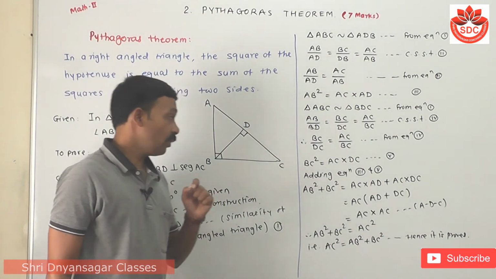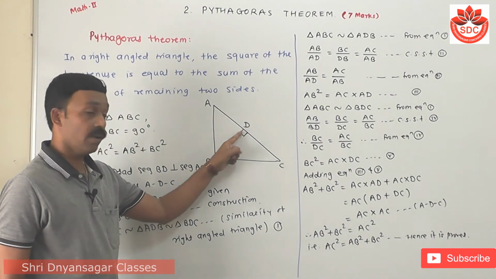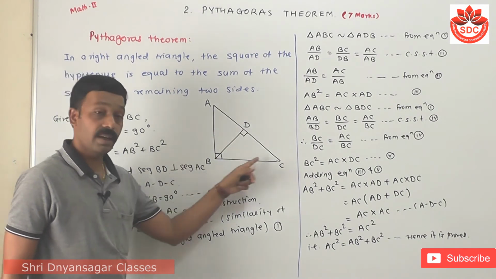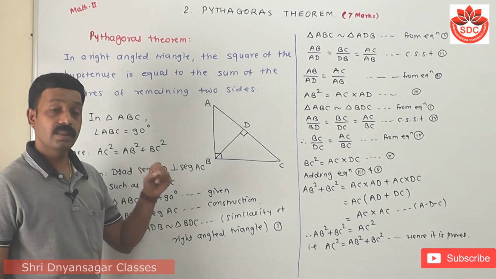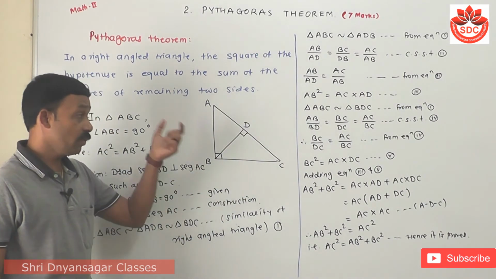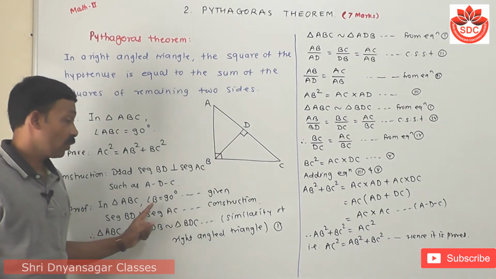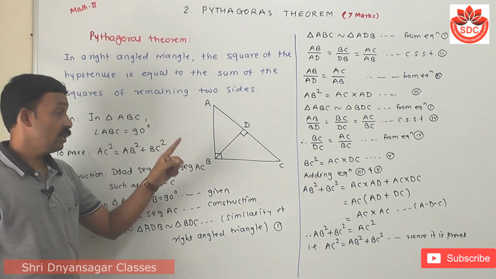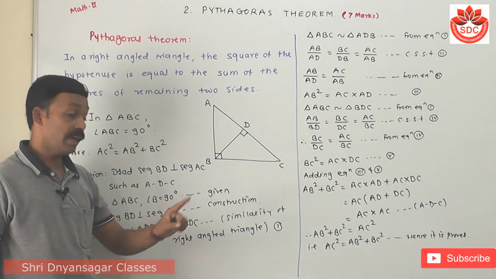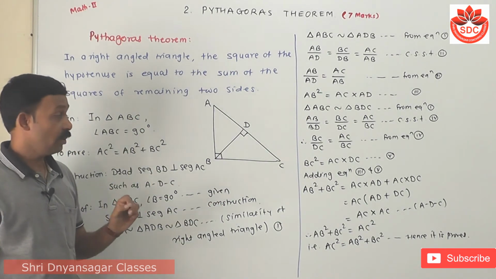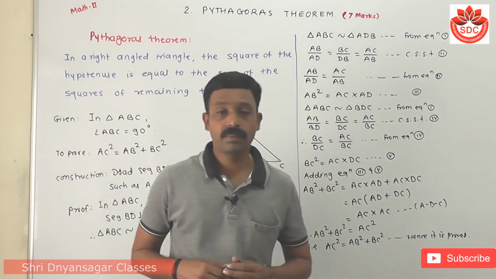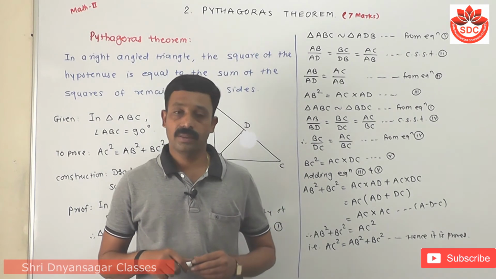Now in this, you have to take a perpendicular on the segment AC. Then these two triangles and the original triangle are similar to each other. This is the similarity of right angle triangles. We use this theorem to prove the Pythagoras theorem, so the similarity of right angle triangles is also important. So this is our Pythagoras theorem. Can you understand this? Thank you.